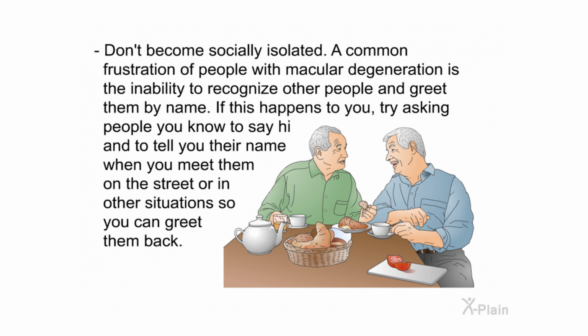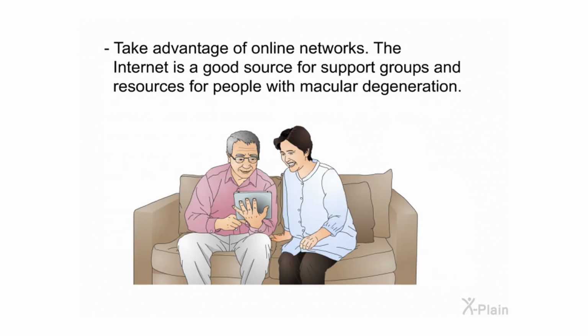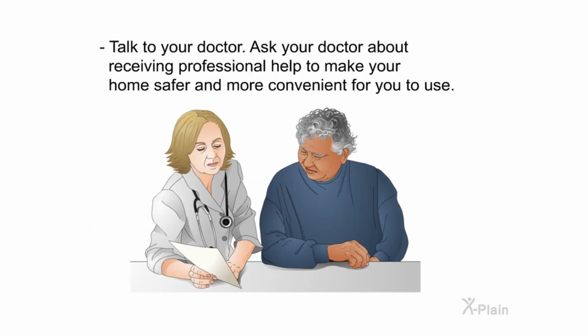Don't become socially isolated. A common frustration of people with macular degeneration is the inability to recognize other people and greet them by name. If this happens to you, try asking people you know to say hi and to tell you their name when you meet them on the street or in other situations so you can greet them back. Take advantage of online networks. The Internet is a good source for support groups and resources for people with macular degeneration. Talk to your doctor. Ask your doctor about receiving professional help to make your home safer and more convenient for you to use.